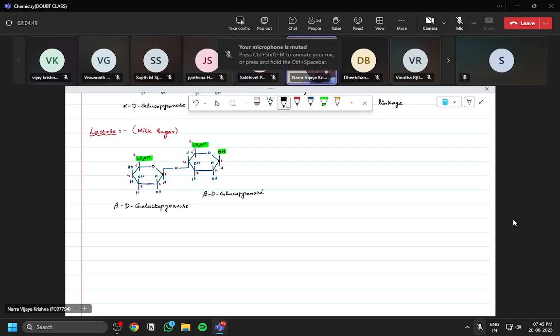If galactopyranose beta form and glucopyranose beta form are connected from C1 to C4, then it is called lactose, right? C1 of galactose should link with C4 of glucose. Now tell me, is it a reducing sugar or not?